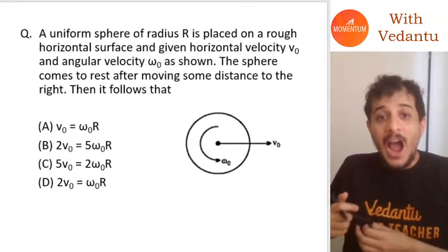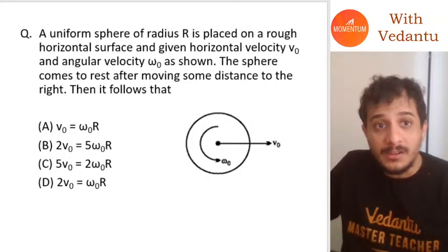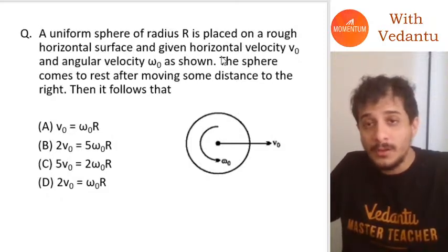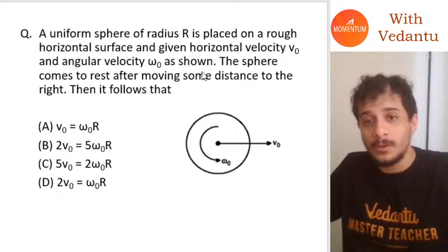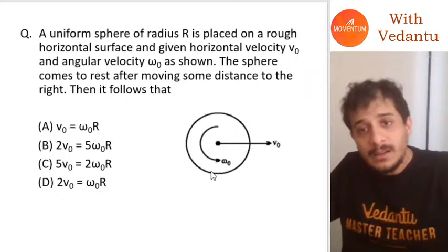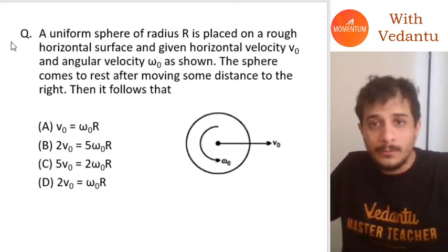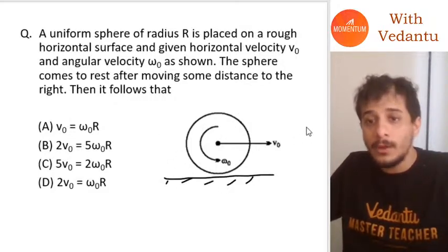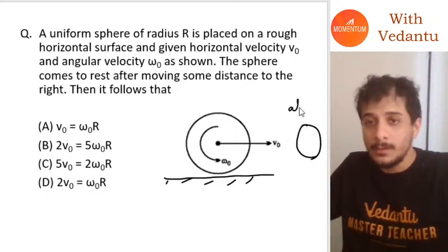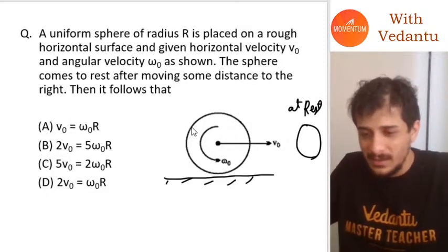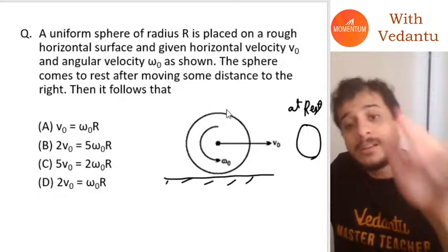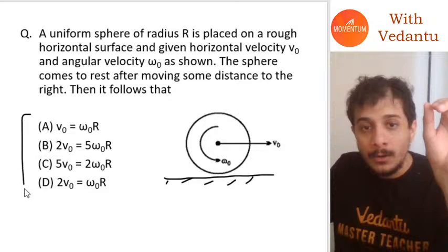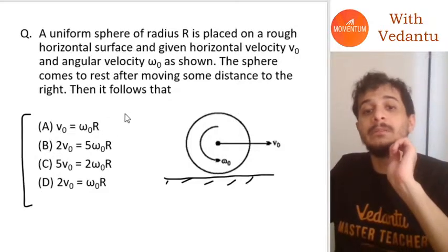I have a sphere which has a radius r and which is placed on a rough horizontal surface with given velocity v naught and angular velocity omega naught as shown. It was rotating like this and going like this, and it's kept on a horizontal surface. It moves for some time and then comes to rest. If it comes to rest, you have to tell me the relation between v naught and omega naught r.